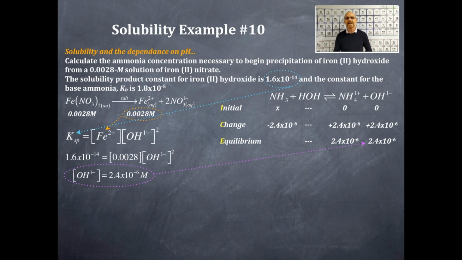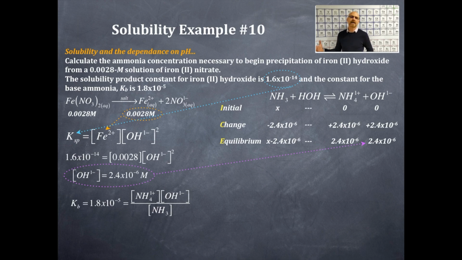So it's going to be X minus the 2.4 times 10 to the negative 6. All right, so now I have all my equilibrium values. You should be able to plug this into the appropriate equation here, which is a Kb, and I know it's a Kb because the hydroxide ion is a base. So that's products over reactants with the stoichiometric coefficients as exponents. I got my Kb. The Kb was given to me at 1.8 times 10 negative 5 in this problem.